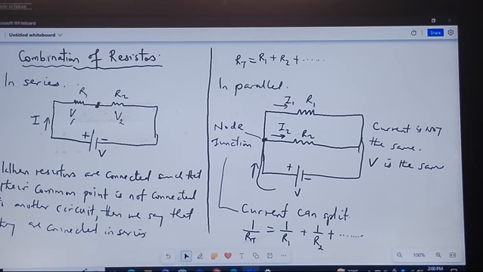So in our next lecture, we'll consider some examples, parallel combination of resistors and series. We'll solve some examples before we proceed to other aspects of this lecture series.